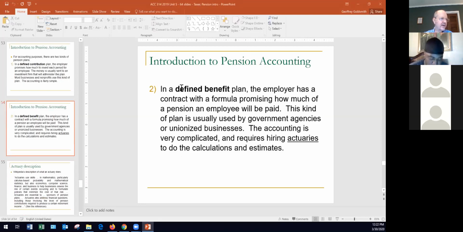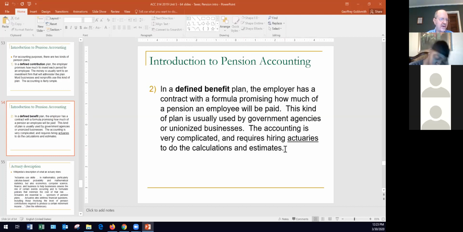Second kind of pension plan is a defined benefit plan. The employer in this kind of plan has a contract with the employees that has a formula promising how much of a pension an employee will be paid. This kind of plan is usually used by government agencies or unionized businesses. The accounting is very complicated and requires hiring actuaries to do the calculations and estimates.